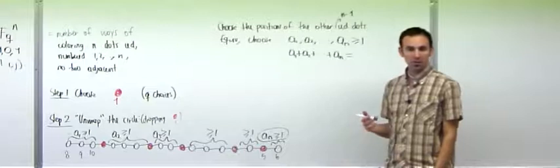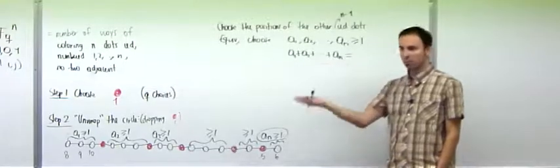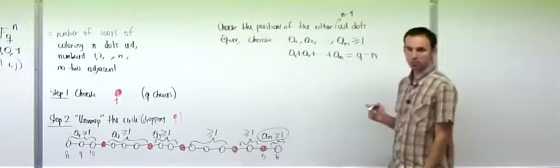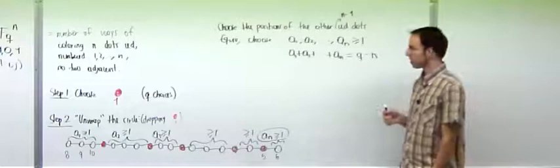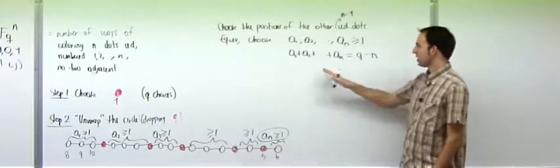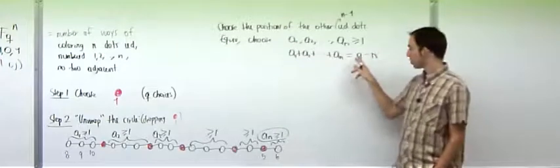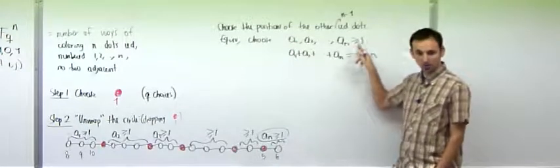And how many white dots do I need? Well, q minus the red dots. So q minus n. Okay? So I basically need to choose some numbers that add up to q minus n. And they should be positive numbers.